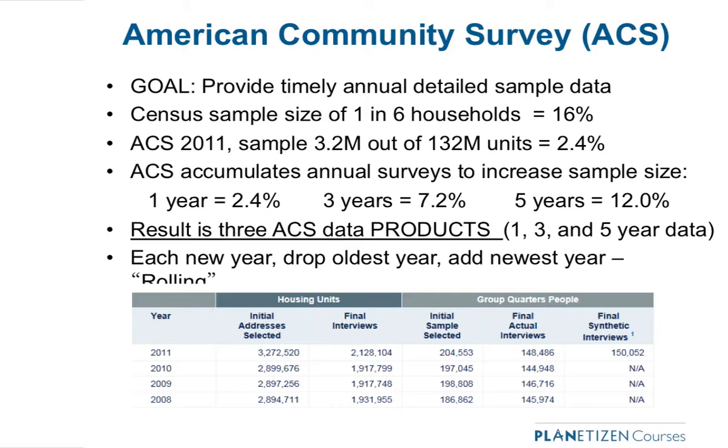types of ACS. The 1-year data, where the sample size is 2.4%, 3 years of ACS data, that triples the sample size to 7.2%, and 5 years of ACS data, which is a sample size of 12%. The result is 3 products, the 1, the 3, and the 5-year data. As each year goes by, you add the newest year and you drop the oldest year. That's why it's called a rolling multi-year survey.